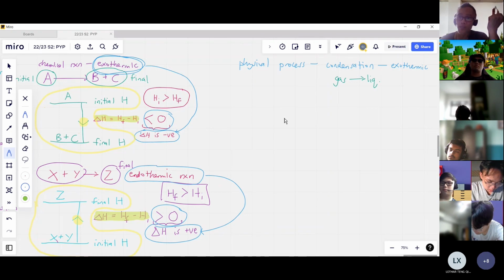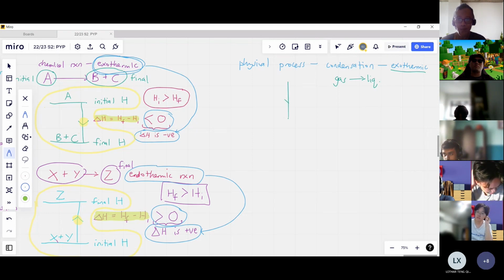I leave it up to you to decide how you want to remember it. So since this is exothermic, it is a downward arrow. So I just go ahead and draw a downward arrow. Now, the arrow is important because it tells you what the initial state and what the final state is. So it's always from initial to final. The arrow always represents initial towards final, always.